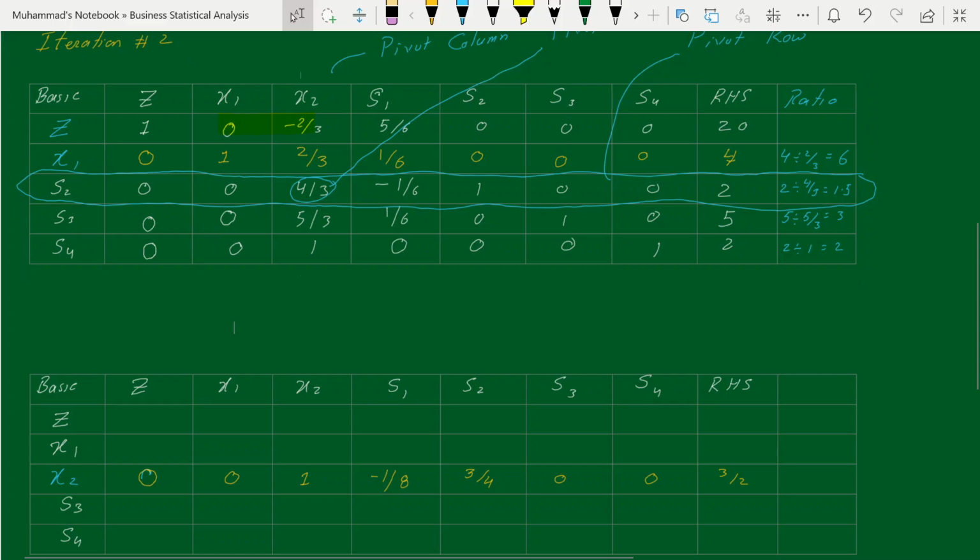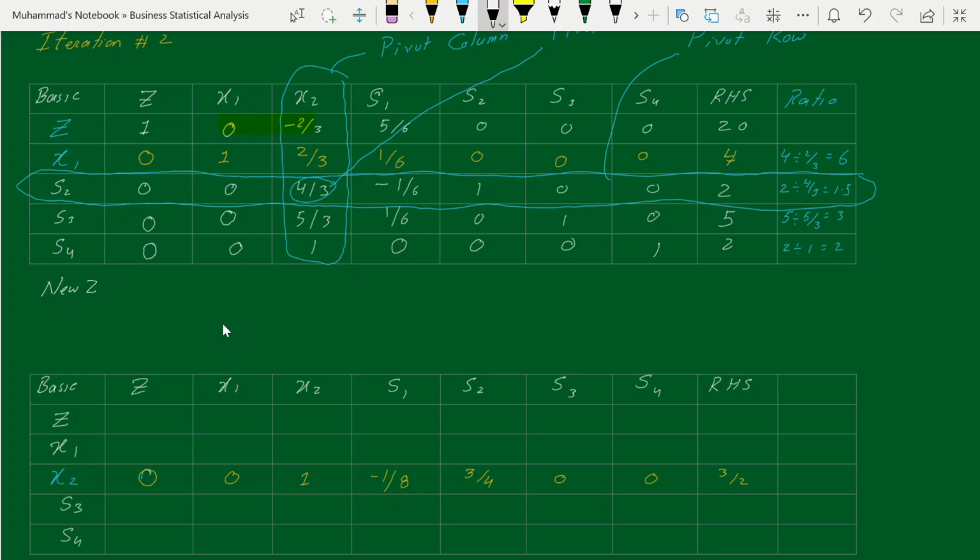Okay, so now this time we have this pivot column. So now we have to make this equal to 0: minus 2 by 3 make equal to 0, then 2 by 3 equal to 0, then 5 by 3 equal to 0, and then 1 equal to 0. So let's start with the new z. For new z, we can perform the calculation.